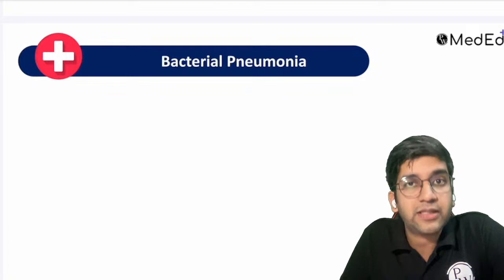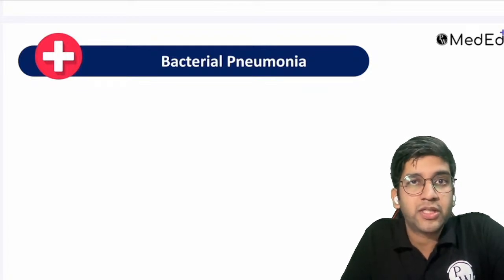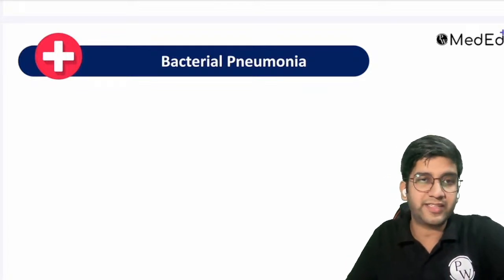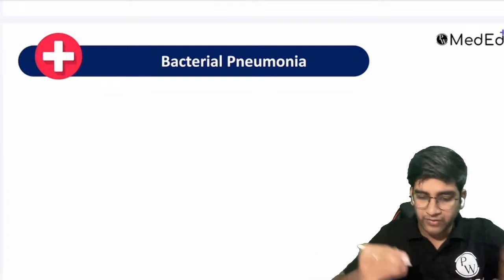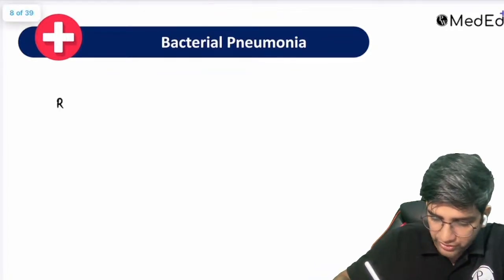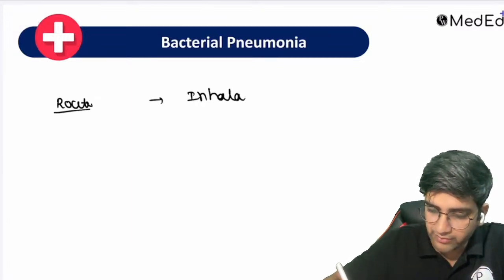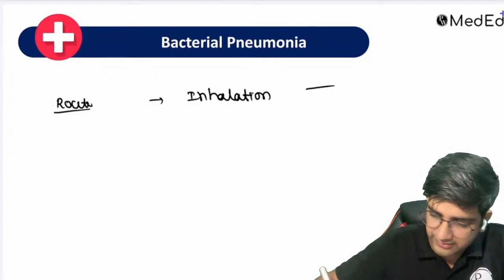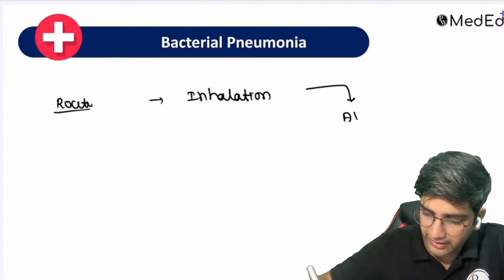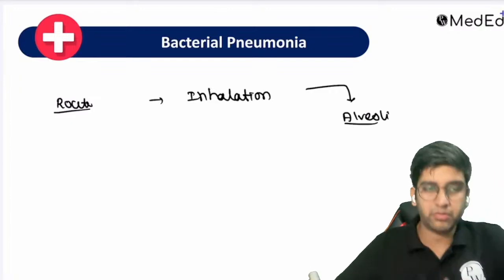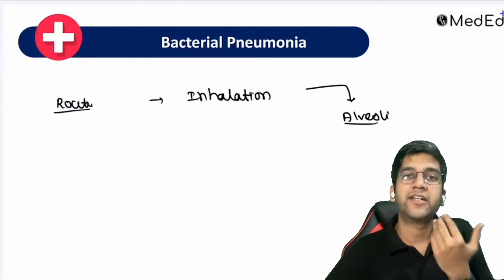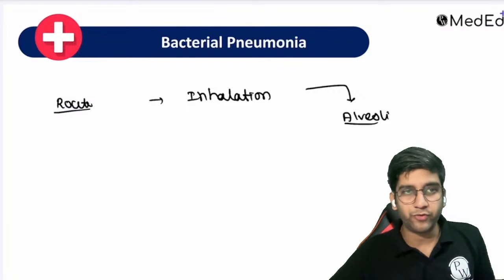Whatever the bacteria may be, the template by which my body is going to act is more or less the same. It will not differ. Let's assume the route of entry came via inhalation, and this came into my alveoli. My respiratory bronchial cilia failed to stop them. It reached my alveoli, right?